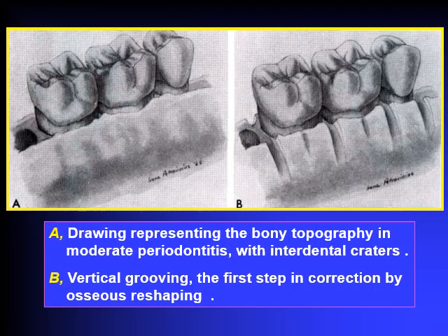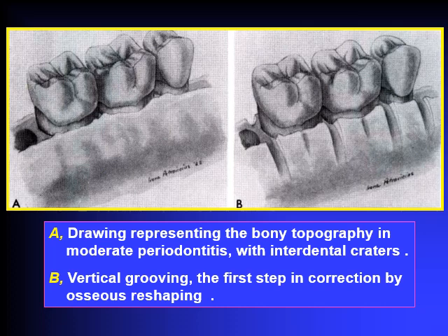Here in the diagram, we will see this case. In A, there is thickening or bulging of the alveolar bone, with a shallow interdental crater. So what we will do, the first step is the vertical grooving. We make vertical grooving with a round carbide or diamond bur with a low speed contra-angle.